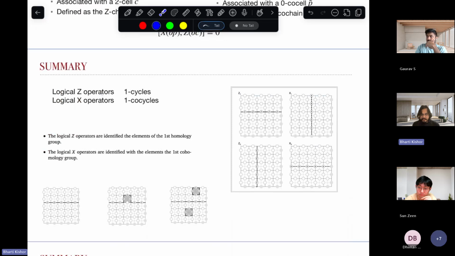Logical Z operators are basically non-trivial one cycles, and logical X operators are basically non-trivial one co-cycles. They are identified by the elements of the first homology group and first cohomology group, because there is this equivalence up to addition with a boundary.